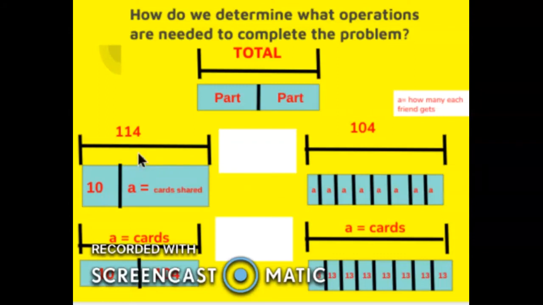So let's go to the problem that we had about Carson. We knew that he had 114 cards. We knew one part of that was 10. But we didn't know the amount of the cards shared. So we were looking for that number. So when we see a strip diagram or a tape diagram that looks like this, and we have one of the parts and we have the total, then we know we're going to be subtracting. We know that we're going to be subtracting here.